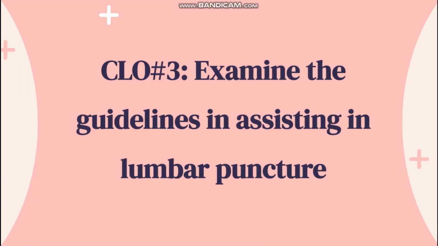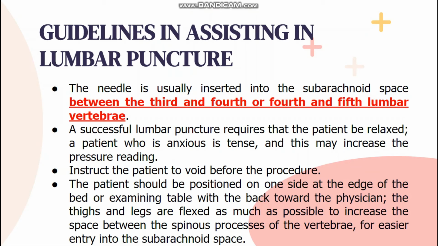Next, I will be discussing the guidelines in assisting in lumbar puncture. So here are the guidelines in assisting in lumbar puncture. The needle is usually inserted into the subarachnoid space, the third and fourth, or fourth and fifth lumbar vertebrae. Because the spinal cord ends at the first lumbar vertebra, insertion of the needle below the level of the third lumbar vertebra prevents puncture of the spinal cord.